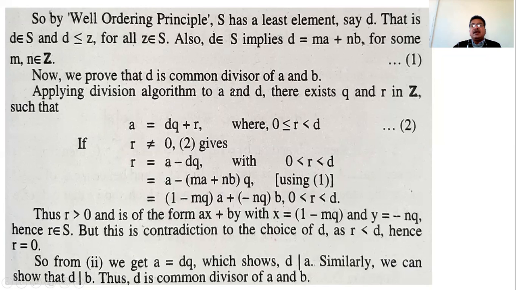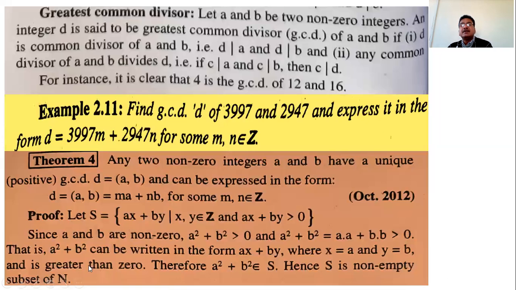Instead of A and D, we apply the division algorithm to B and D. So there is no need of writing that; write directly that similarly we can show that D divides B. And thus the first condition is proved: D is a common divisor of A and B, that is, D divides A as well as D divides B, the first condition of the greatest common divisor. And now we have to show the second condition.